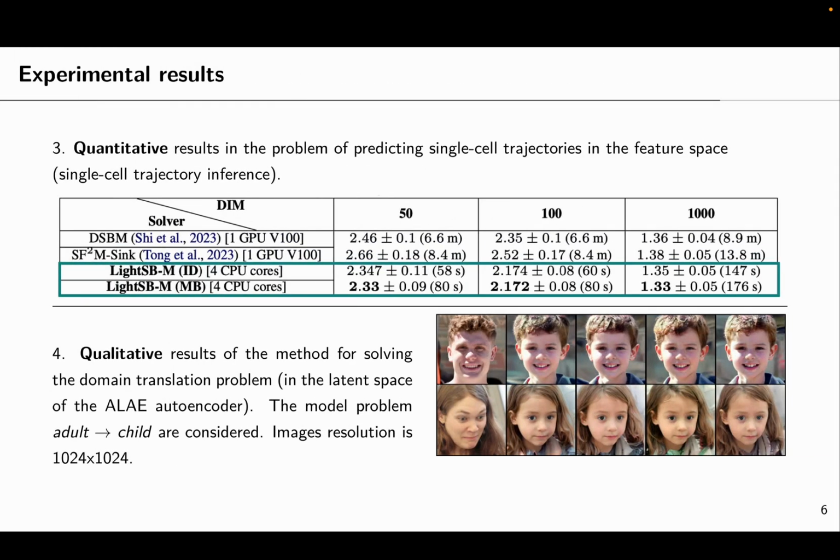Then we continue with real datasets. First, we consider the single-cell trajectory inference problem, on which our method shows superior performance compared to other bridge matching solvers, including methods based on neural networks. Finally, we consider the domain translation problem of unpaired style transfer from images of adults to images of children in the latent space of a pretrained autoencoder. On the slide, there are results of generation. As you can see, for each input of an adult, our algorithm provides a distribution of similar images of children.